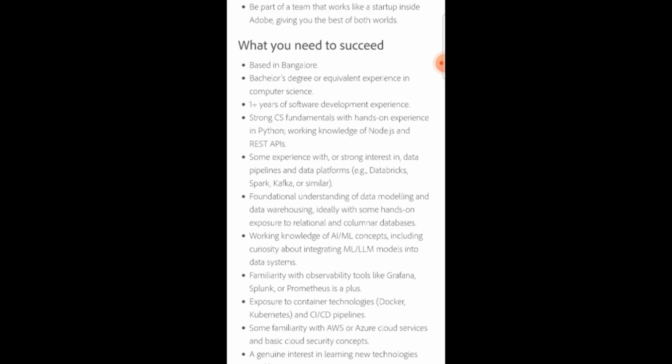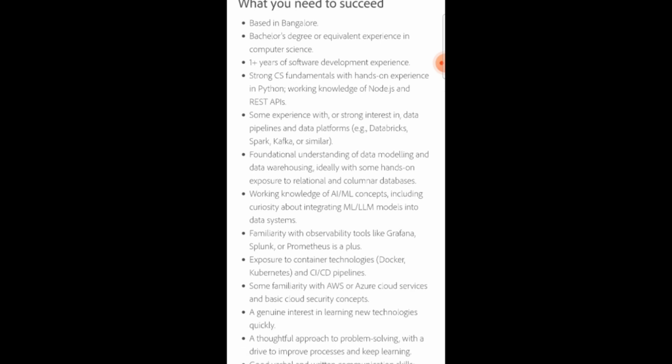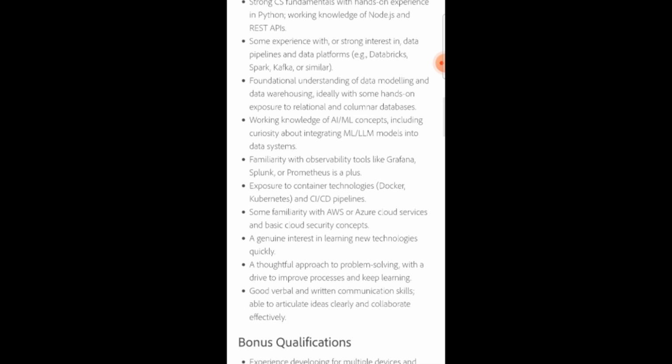Below they have mentioned all the requirements. It is based in Bangalore, and because it's a hybrid job model, you need to visit Bangalore if you get shortlisted for this role. Bachelor's degree or equivalent experience in computer science, strong CS fundamentals with hands-on experience in Python, and working knowledge of Node.js. Also, ML and LLM models knowledge is required for this role. Familiarity with Grafana and Splunk are some additional requirements. Also, if you know about Azure or AWS technologies and cloud services, that will be an added advantage.